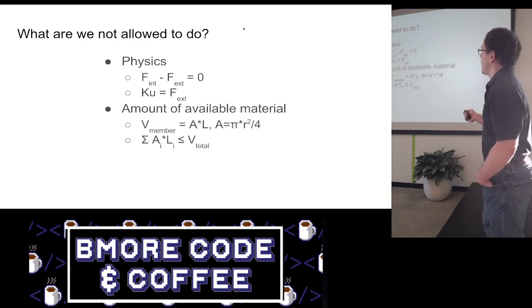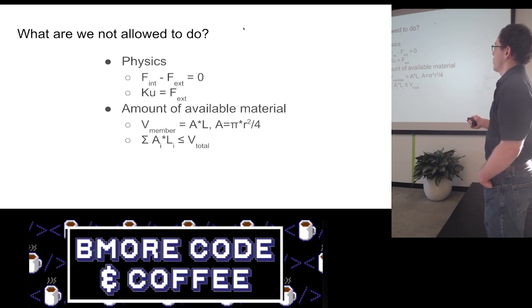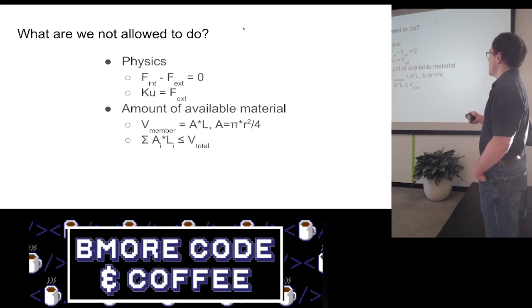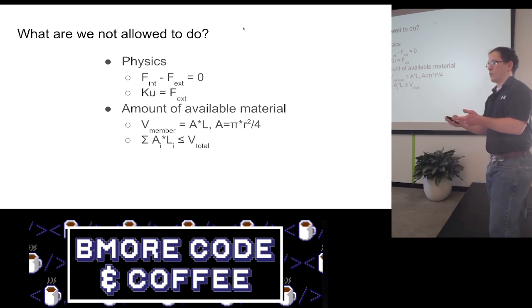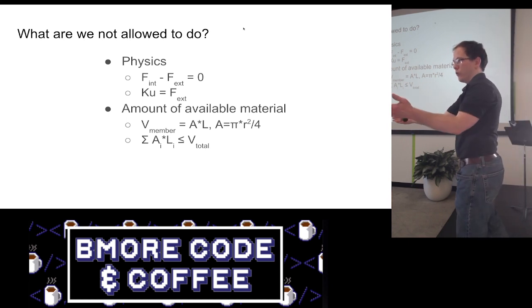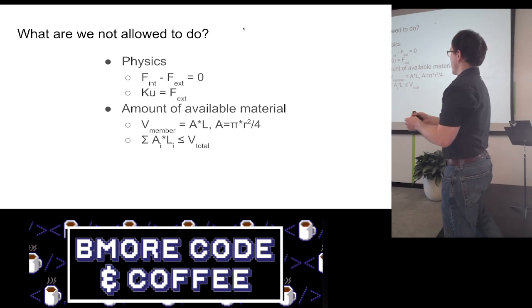What are we not allowed to do? Okay, so physics, from Newton's law, says that we need to satisfy this equation, and really that's this equation. If you guys remember, that's our internal force, that's Ku is equal to F, so that's our physics. We need to satisfy this. And then we need to limit the amount of available material. We can't just throw all the material in the world at it. We want to give it the minimum amount of material.